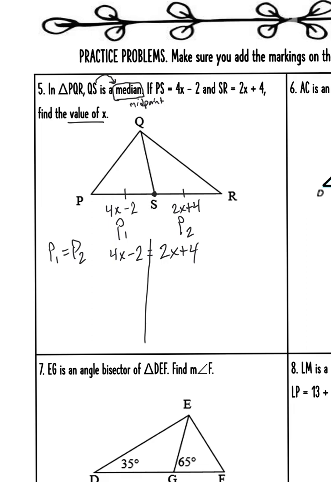Let's draw our line and do our math. I'm going to do minus 2x first. That leaves us with 2x minus 2 equals 4. I'm going to do plus 2 now. That leaves us with 2x equals 6. Then we're going to divide by 2 on both sides, and we get x equals 3. Now the question asks us to solve for x, so we are done with number 5 at that point.